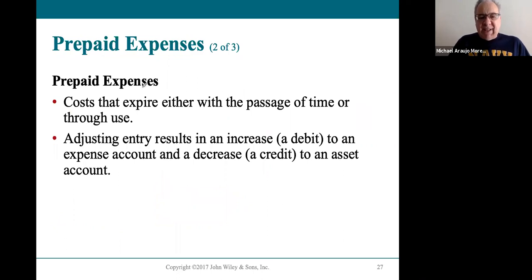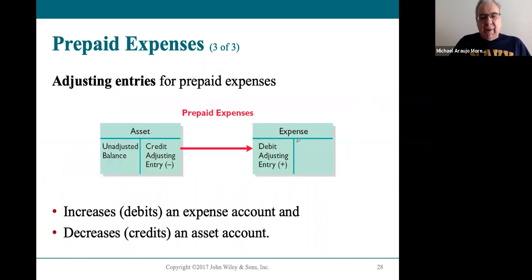In order to fix this, we have to do an entry in our journal, in which case we debit the expense and then we credit the asset. That's what you're going to be seeing here, okay? So again, everything for the prepaid expenses requires a debit to the expense account and a credit to the asset account. It's always going to be the same.